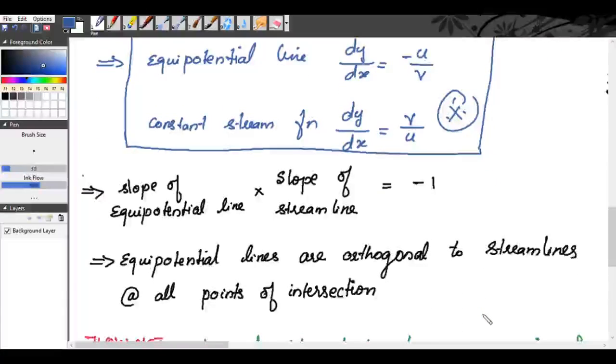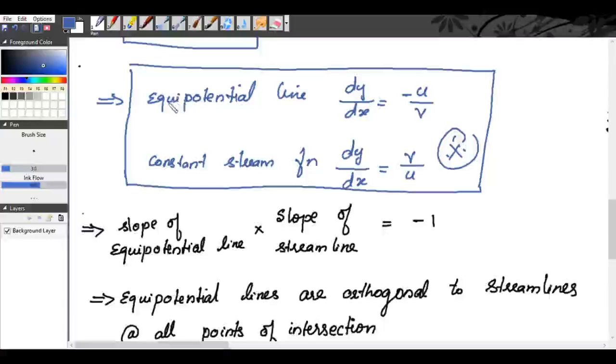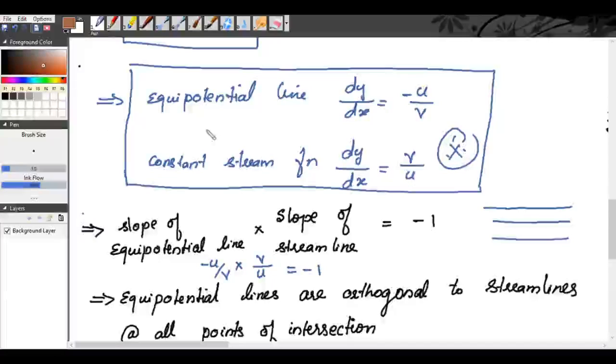Okay. Now we will just see the slope of the equipotential line is minus u by v. Slope of the constant stream function is v by u. So multiplying both, we get minus u by v multiplied by v by u, so that is equal to minus 1. Which means if you draw the equipotential lines and streamlines, these two lines will be orthogonal.